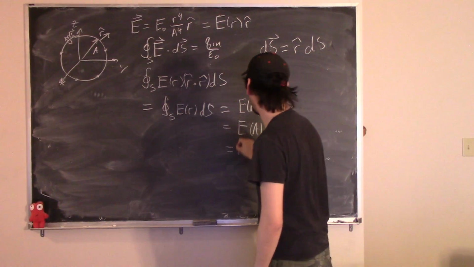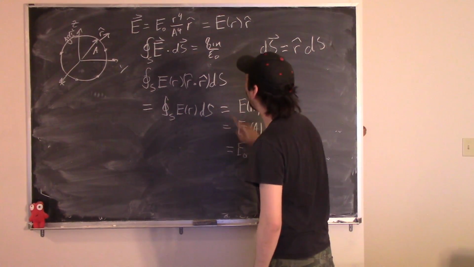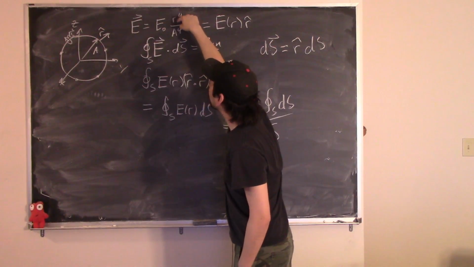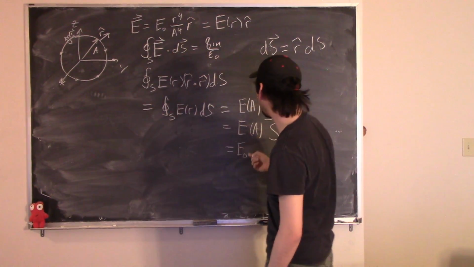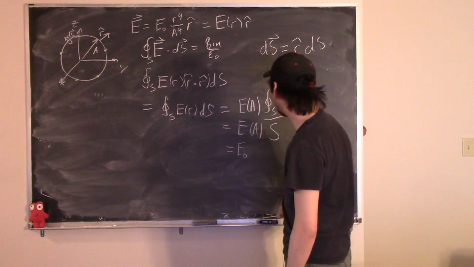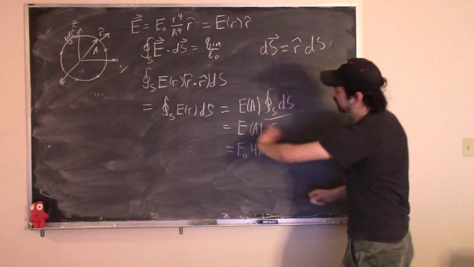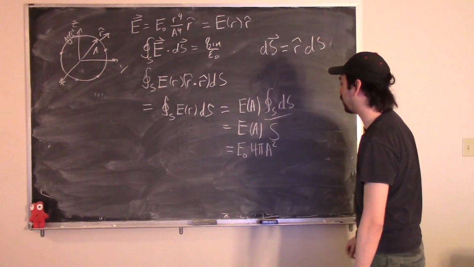This says that this is going to be E0 r evaluated at a is going to give me a to the 4th over a, and so this is just E0 times the surface area, and so this is 4 pi a squared. So that takes care of my left-hand side of Gauss's law.